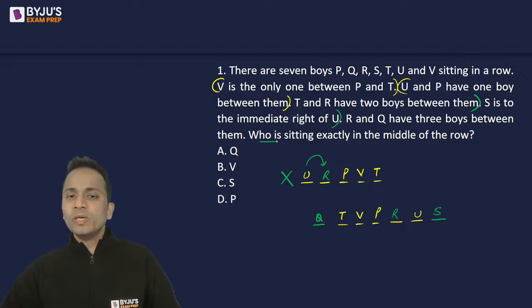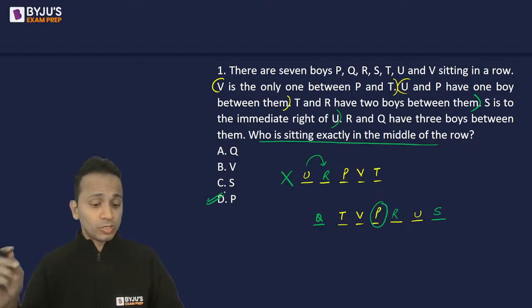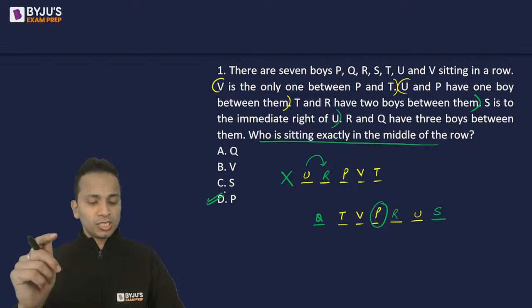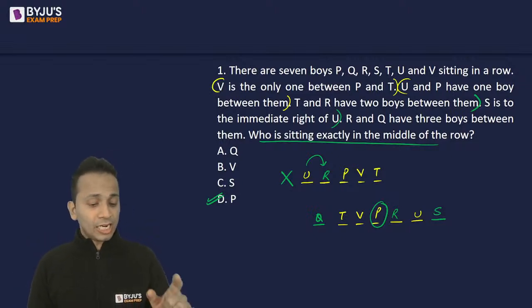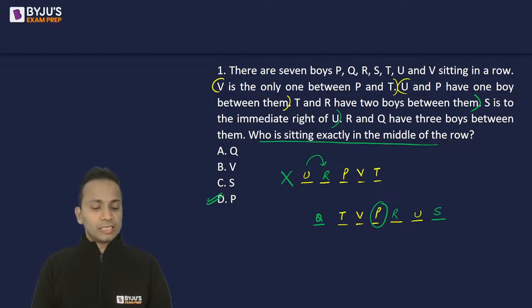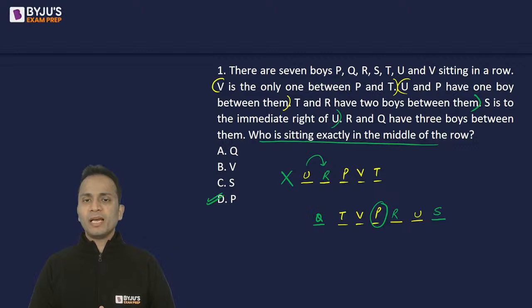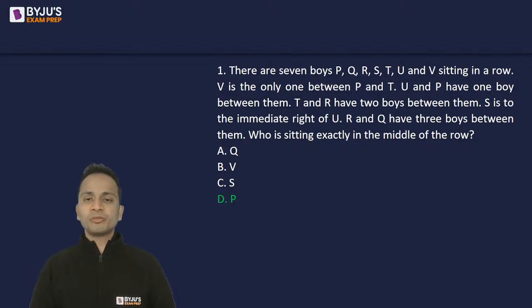Now, the question is, who is sitting exactly in the middle of the row? Exactly in the middle of the row is P. So the correct answer is the fourth option, that is option D. And Ashmita, I can see that you have given a correct answer. Very good. Dhar Sandhya, I hope you have understood what mistake you have made. You can make these corrections and will probably not repeat this mistake again. So question number one, the answer is option D.